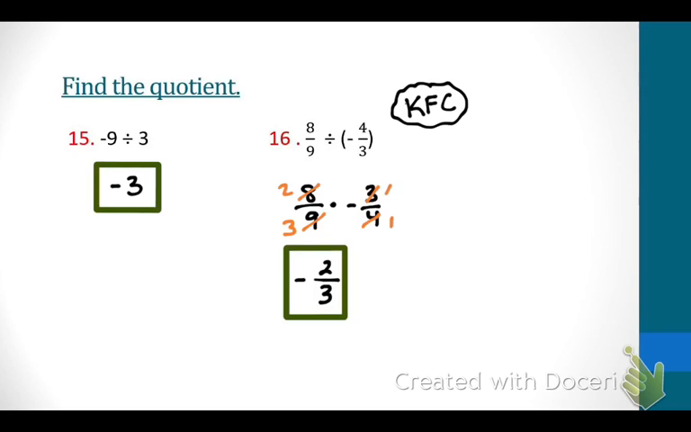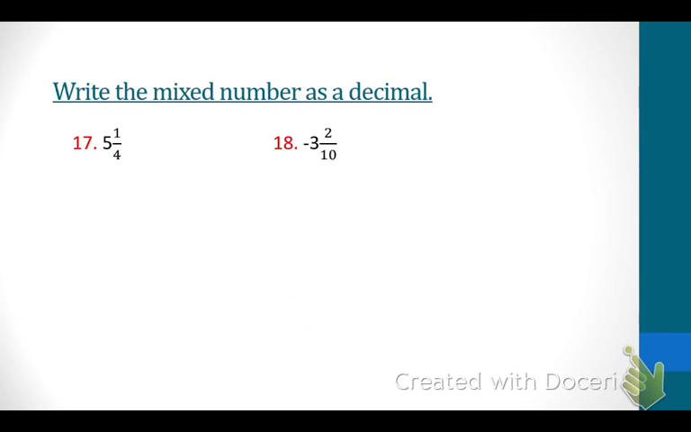How many of you were able to get 16 correct? All right. How many of you would say you forgot about the KFC? All right. If you did, erase it and fix it. All right. For the next section, it says to write the mixed number as a decimal. How many of you would say, listen, I have memorized, I know what decimal 1/4 is? Okay, a few of you would say you have not done that. So if you haven't done that, you would want to turn this into a what? Improper fraction.